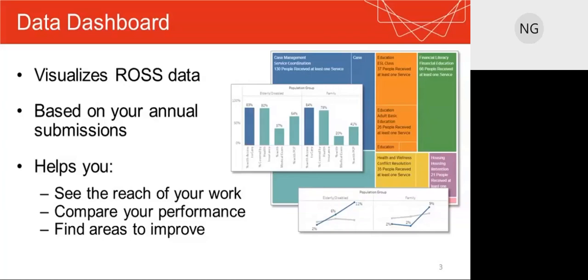The dashboard is completely based on data that you already report. There's nothing new being collected for this, and there's no new burden on you. Basically, you submit your normal ROS data to HUD every year, and HUD reviews it, and then we add it to the dashboard. The current version has data for the fiscal year 17 through fiscal year 19 reporting periods.